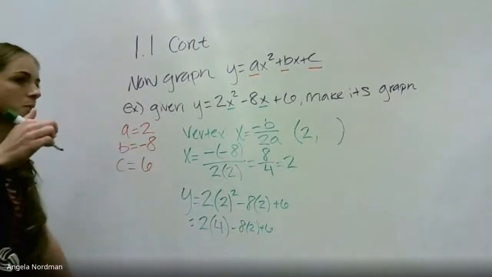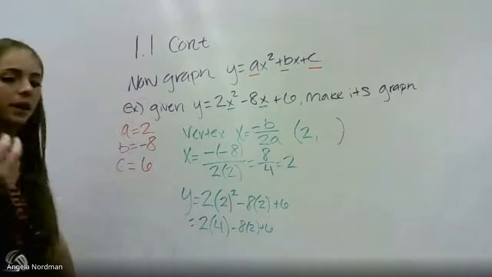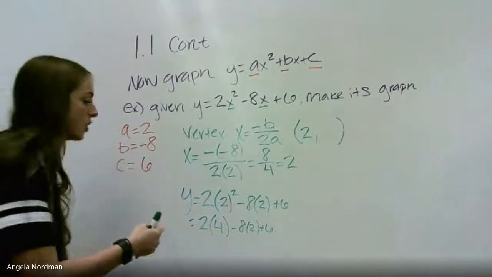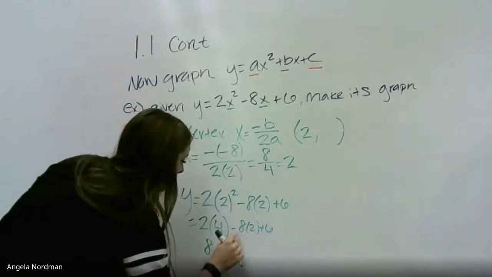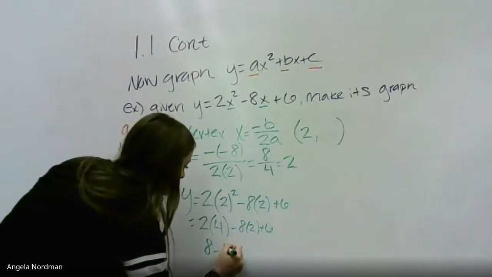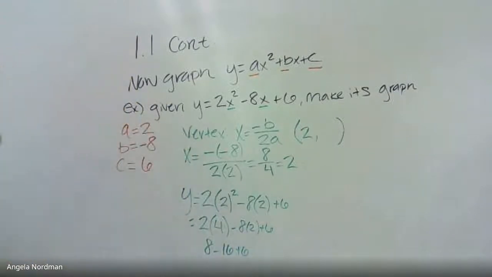So it goes, please excuse my dear Aunt Sally, parentheses, exponents, multiplication and division. I'm to that point now. So 2 times 4 is 8, minus 8 times 2, which is 16, plus 6. All right. Oops, you can't even see that.